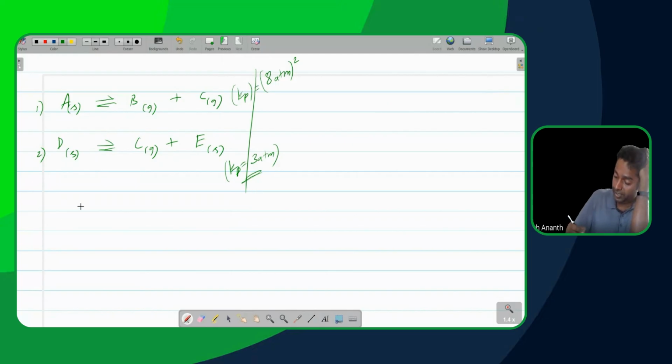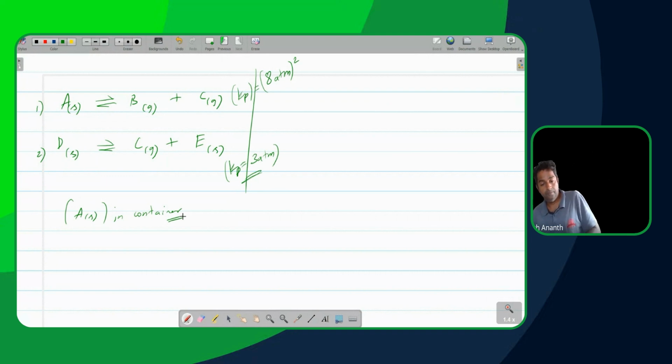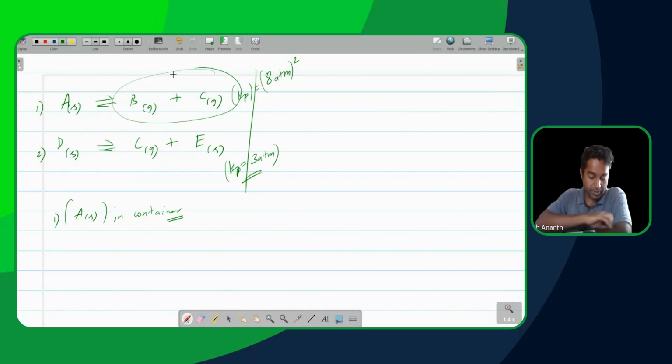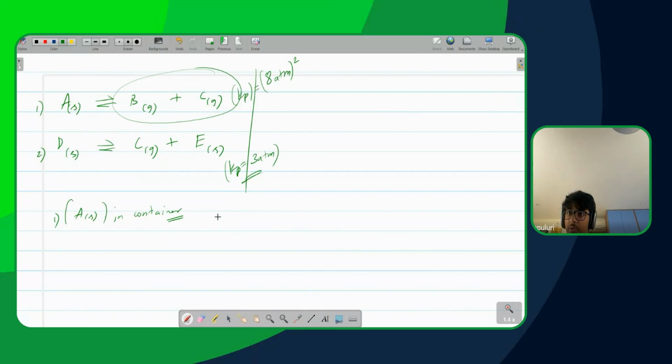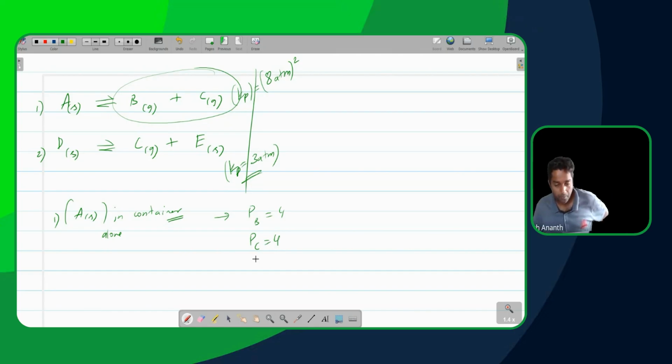What will happen if I take A solid alone in a container? B gas and C gas would form. How much of each? What are the pressures? 4 and 4. Wonderful. Now, let us say the second case is taken.